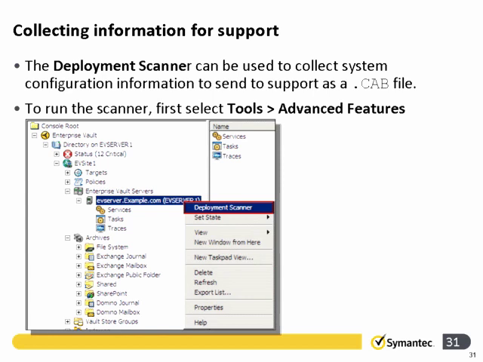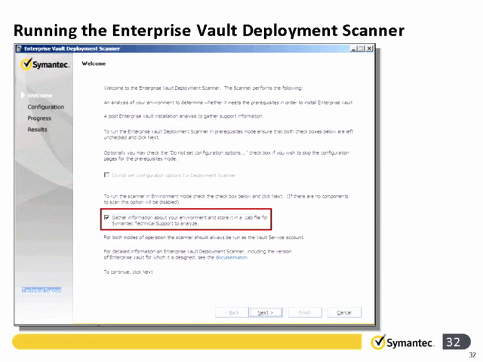Now, we ran the deployment scanner as part of our installation prerequisite checks, but we can also run it for gathering information. You'll see here on the screen there's a checkbox that says gather information about your environment and store it in a CAB file for the Symantec support to analyze. When you go through this wizard, it'll prompt you for the location of where you wish to store the CAB file. The CAB file will automatically collect a lot of information, such as your Enterprise Vault client and server configuration settings, your event logs, and additional information that we would need to troubleshoot.